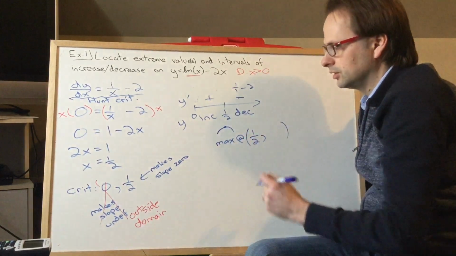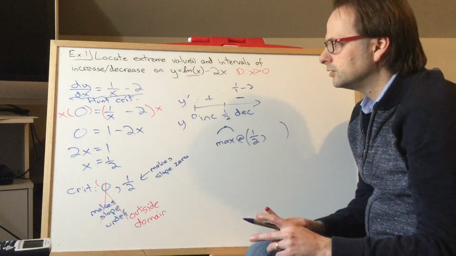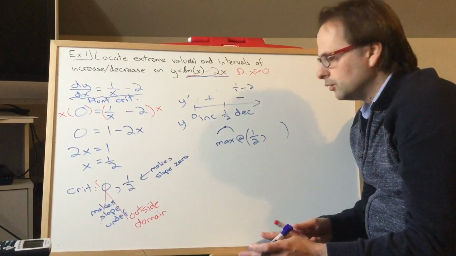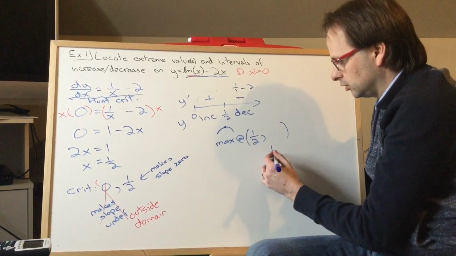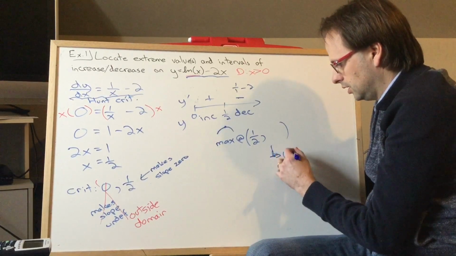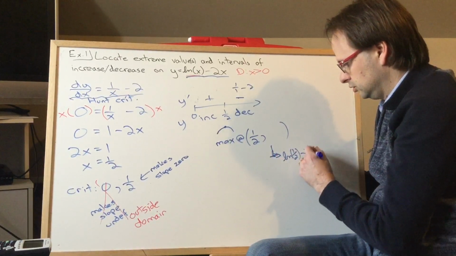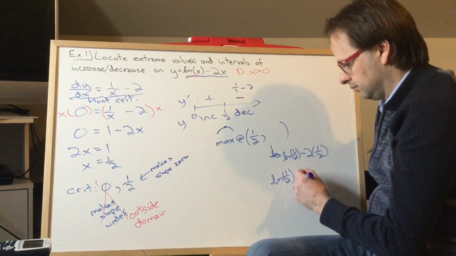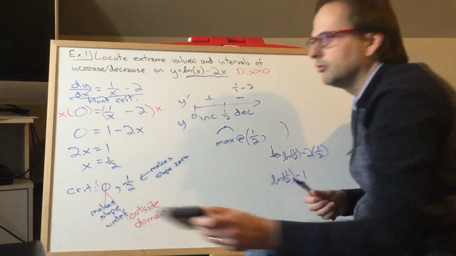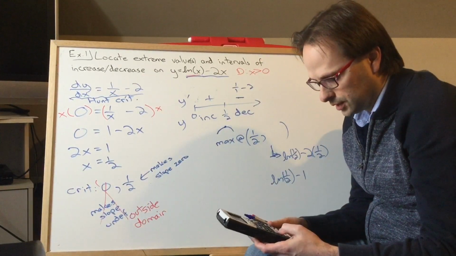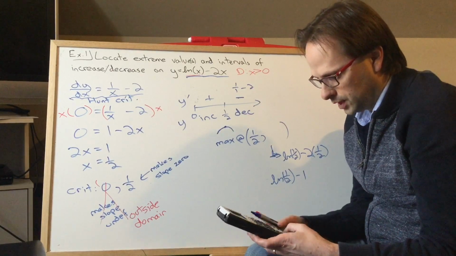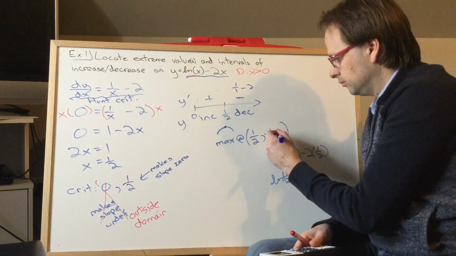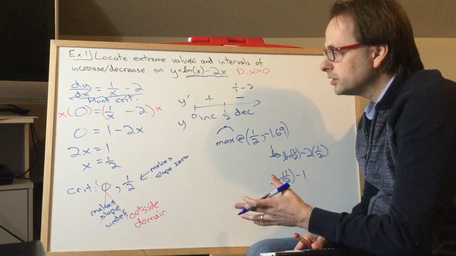Now, to find the exact y value, we'd have to go back to the original function. We can do that, no big deal. So the y value would be ln of a half minus 2 times a half, or ln half minus 1. Or if I wanted to, I could go to my calculator and figure that out. So ln of 0.5 minus 1 gives me negative 1.69. That should be our maximum on this function.